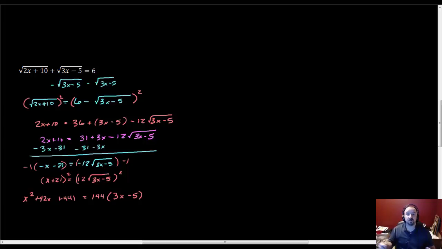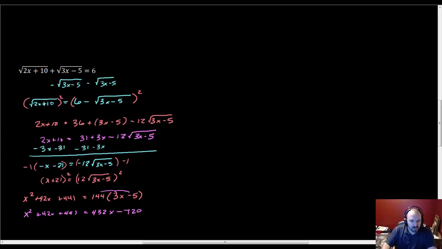Now normally, and my students already know this, what I would do here is probably try to divide by 144 just to make numbers smaller. But if you look at the leading coefficient over on the left side, it's 1. I'll be having a lot of fractions, so I'm not going to do that this time. What I am going to do, though, is clean this up just a little bit, giving us x squared plus 42x plus 441 equals, and I'm going to distribute this through. 3 times 144 is 432x minus, and this is 720.